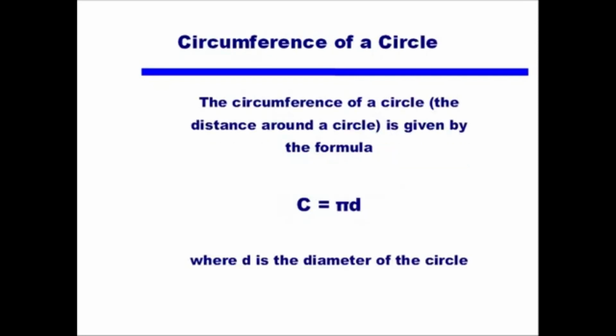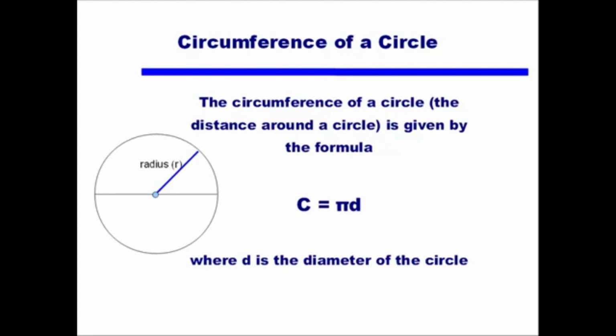Before we talk about radians, we need to go back to a circle. The circumference of a circle, the distance around a circle, is given by the following formula. The circumference, c, is equal to pi times d, where d is the diameter of the circle.